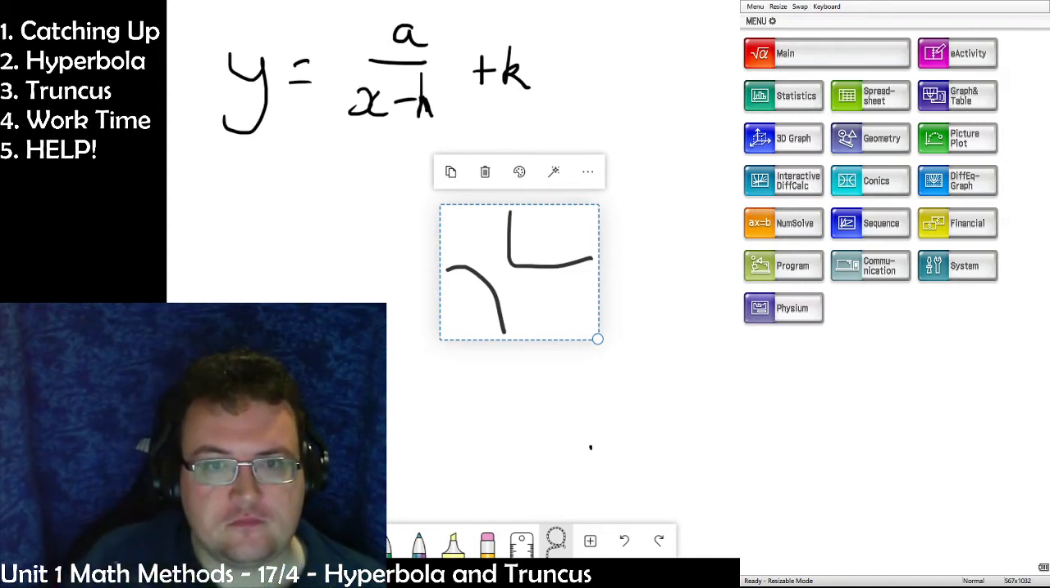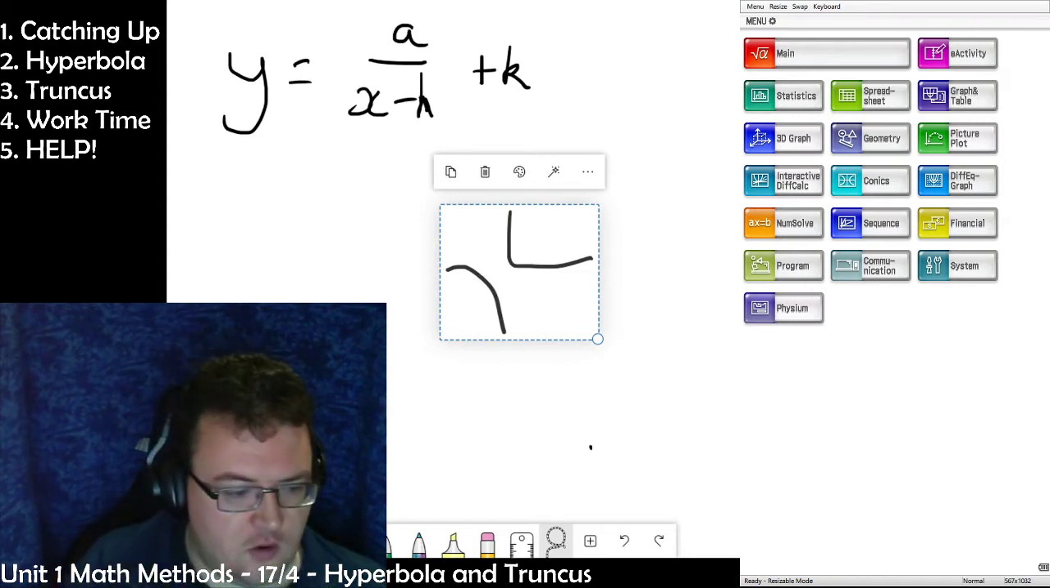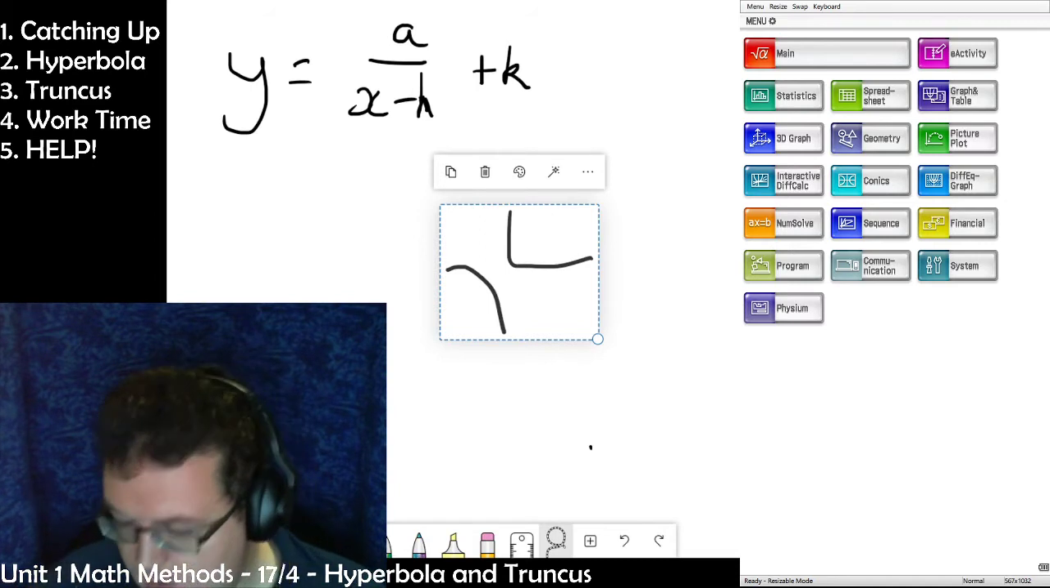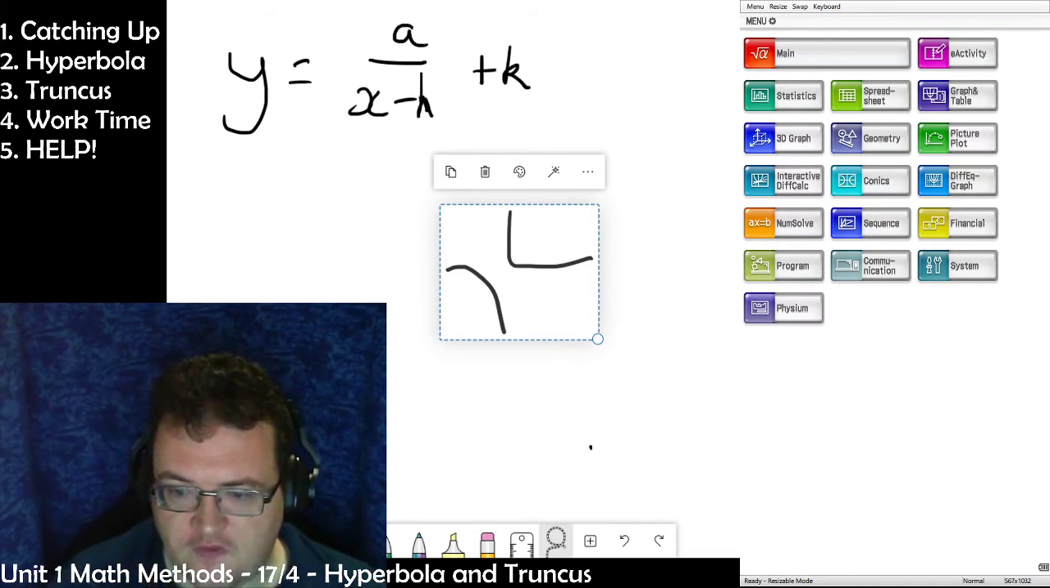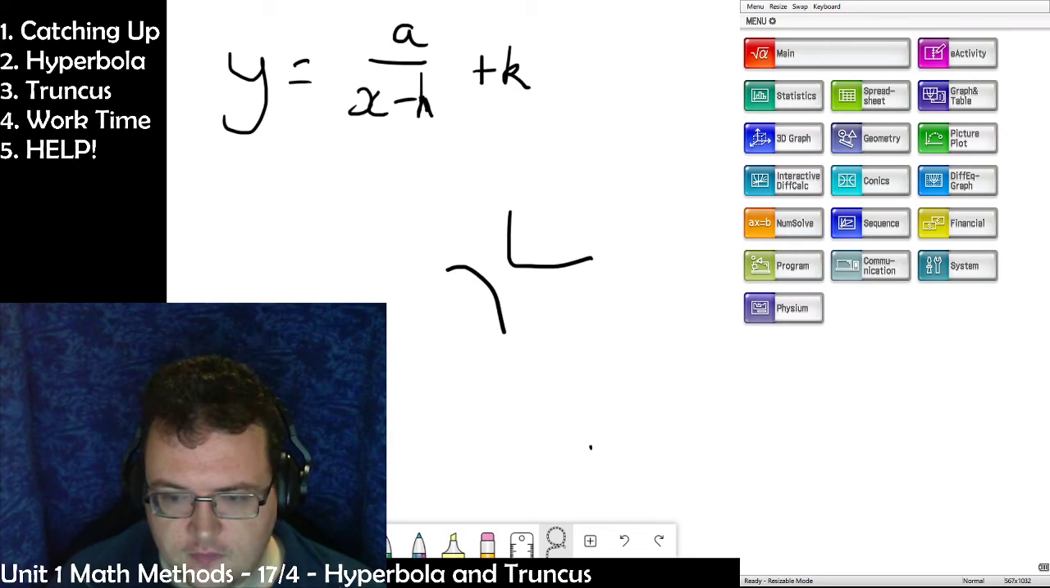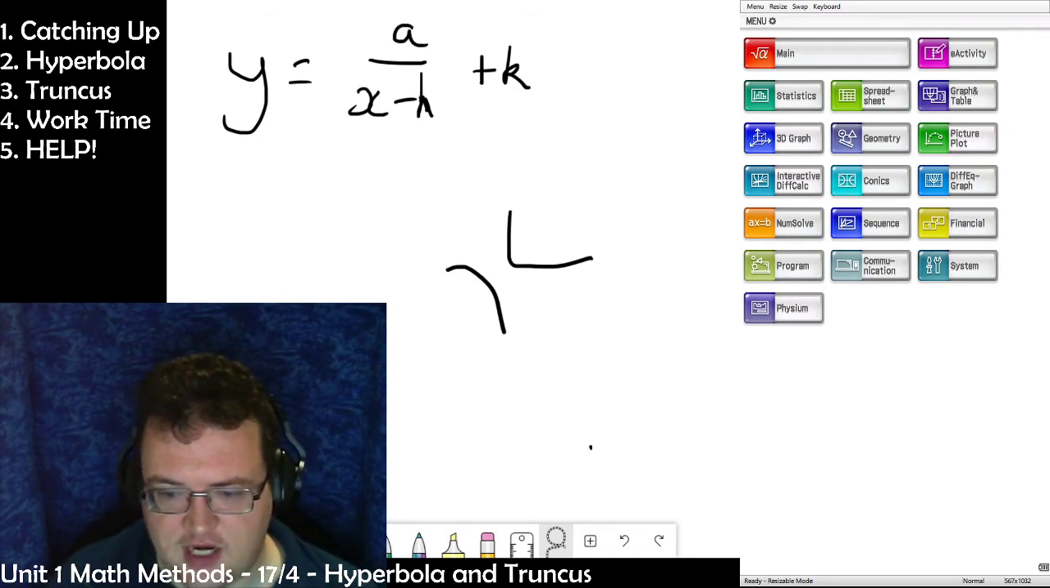So we have our y equals a over x minus h plus k. And what that does is it creates a graph that looks something similar to this. But what it also does is create a hyperbola.